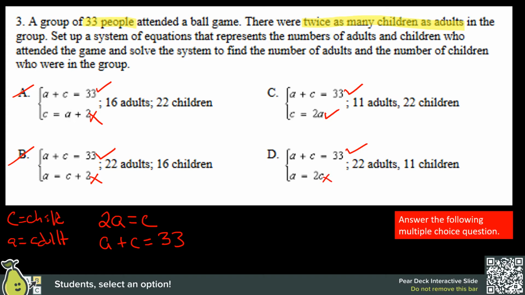And you can look at the values too. Which one should we have more of, children or adults? Well, we should have more children. 22 to 11 is twice, right? So our answer here has to be C. The main skill that we want to focus on, guys, is making sure that we're able to set up these equations. Let's go ahead and go on to the next question.